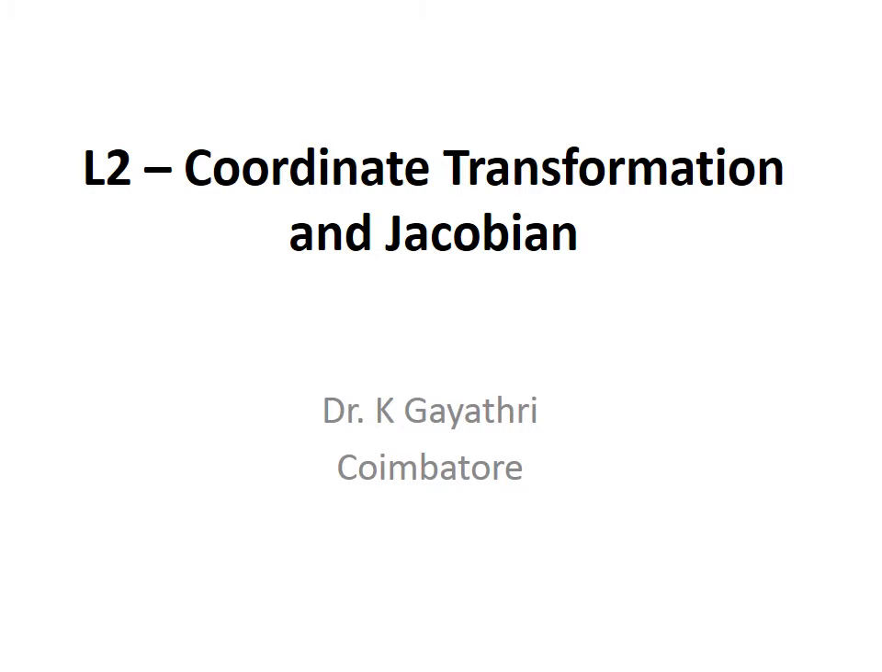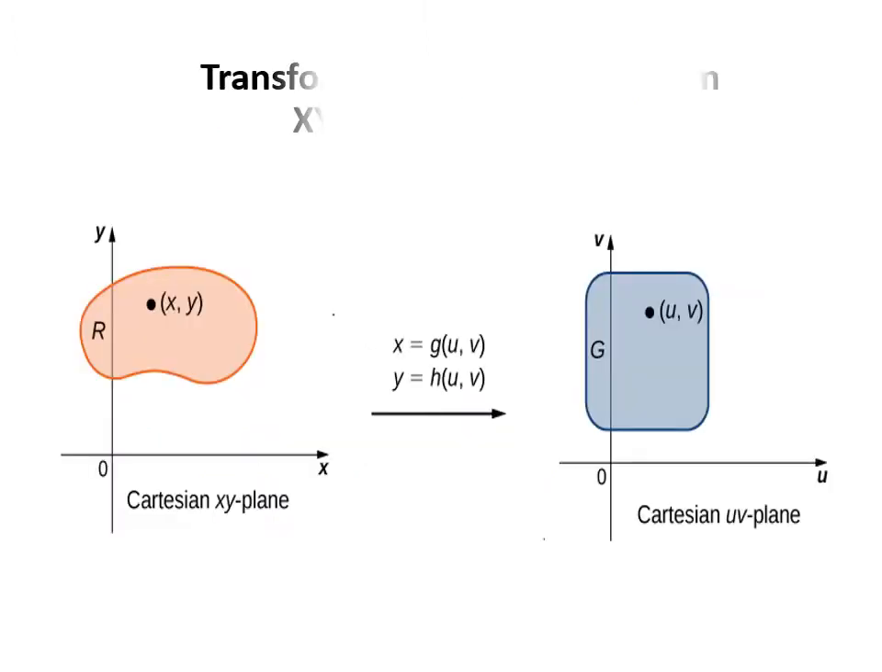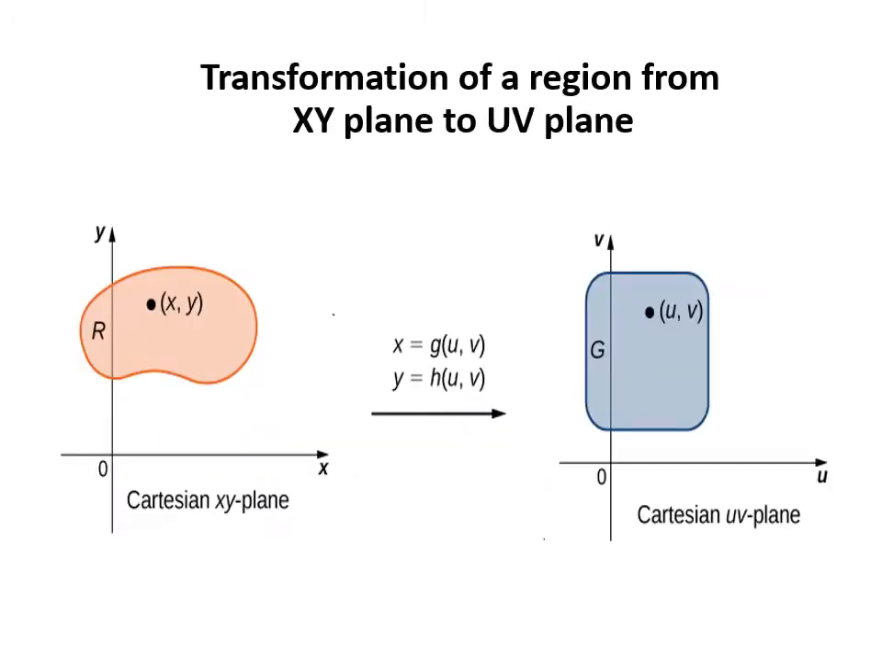Lecture 2. Outline of Lecture 2: Definition of Jacobian, Standard Coordinate Transformation, Jacobian for Polar, Cylindrical and Spherical Coordinate Systems. Transformation is a mapping which maps one set to another. Coordinate transformations are often used to define a new coordinate system on the plane.